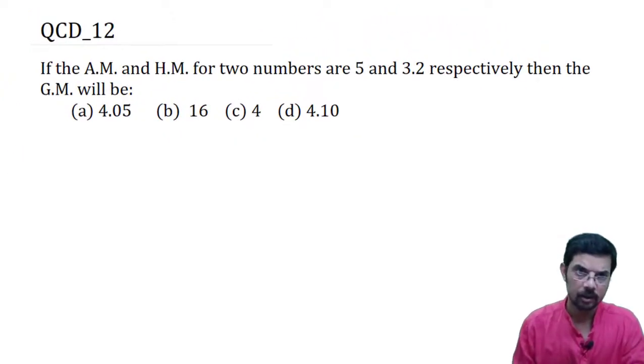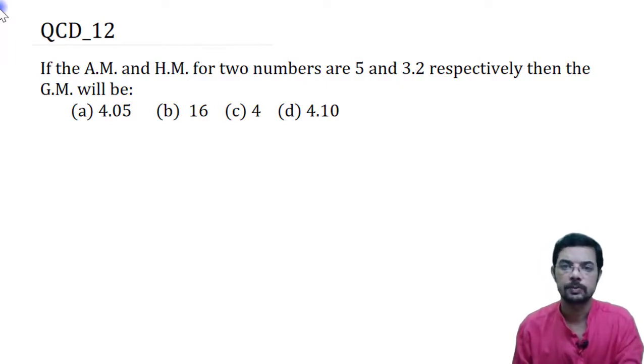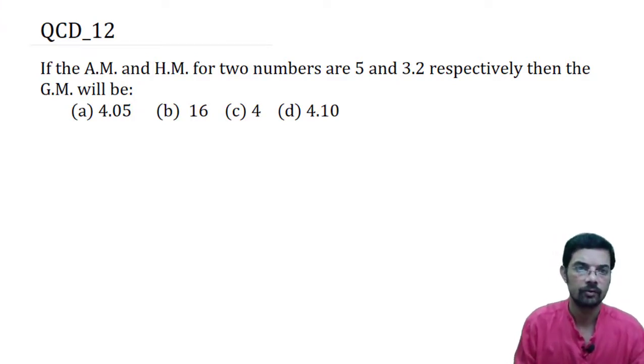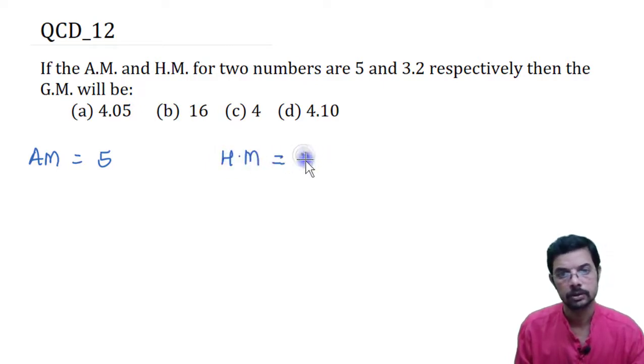Now question number 12: if AM and HM for two numbers are 5 and 3.2 respectively, then the GM will be dash. What we have here is the arithmetic mean, AM, is equal to 5, and the harmonic mean is given to you. The harmonic mean is equal to 3.2.